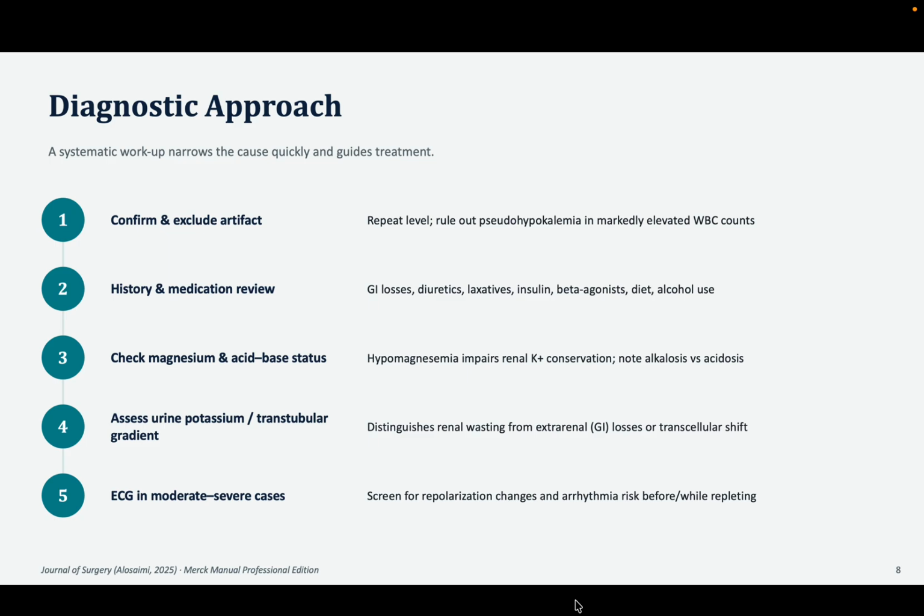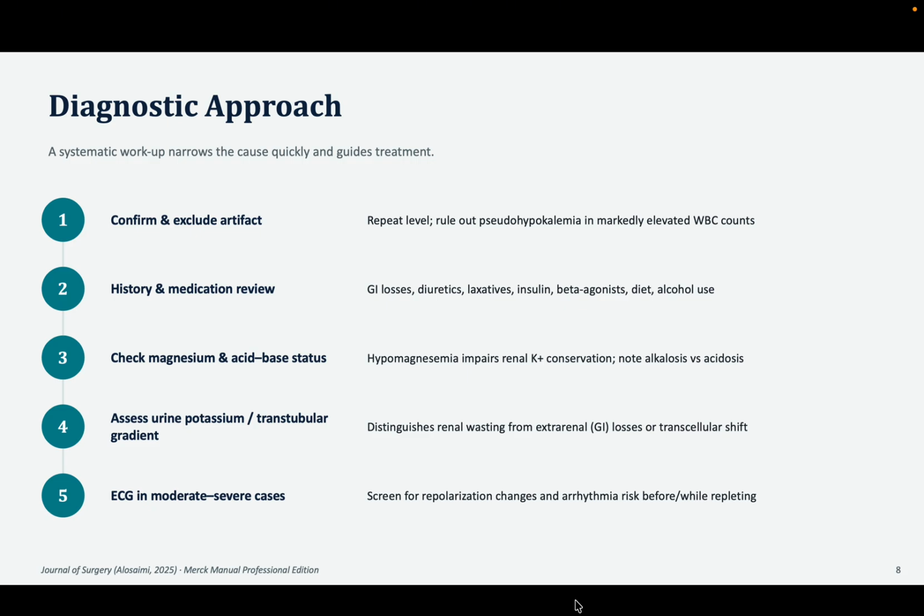Let's come to the diagnostic systematic workup approach for hypokalemia that includes confirmation and exclusion of artifact. So if needed, levels should be repeated. Rule out pseudohypokalemia in markedly elevated WBC counts. History and medication review. So we should start with history.